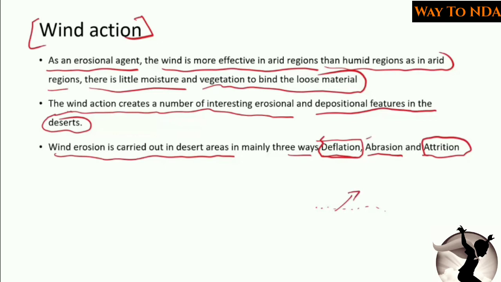Abrasion is when this loose material, that is the sand, is blown away by the wind, and the wind as well as the sand hit the rock structure. Both the loose sand material and the wind hit the rock structure and erode it, and this is called abrasion.